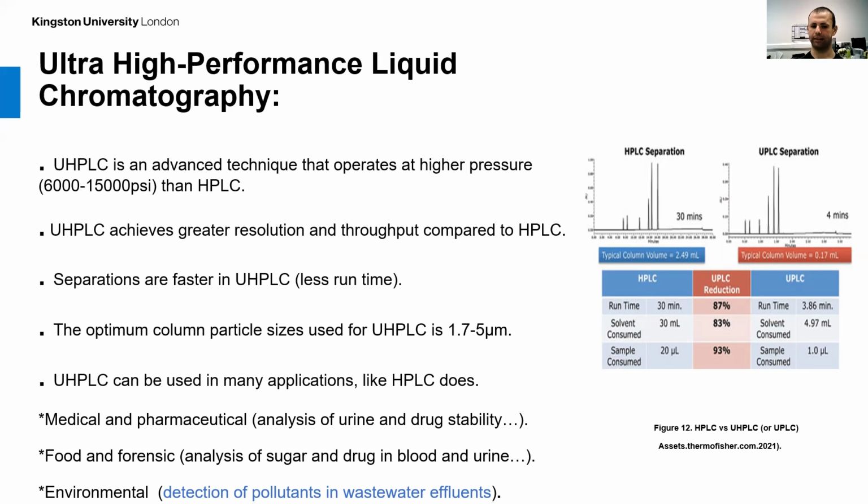UHPLC can be used in different applications. In medical and pharmaceuticals, analysis of urine and drug stability. In food and forensic, analysis of sugars and drugs in blood and urine, and it's used for environmental purposes like detection of pollutants in wastewater effluent.